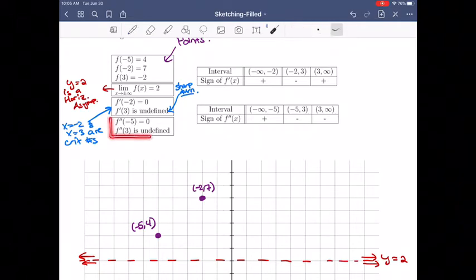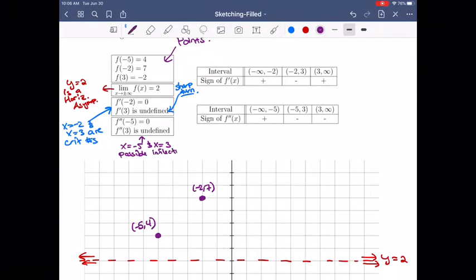This next box is telling us the second derivative at -5 is 0, and the second derivative at 3 is undefined. Okay, so these are possible inflection numbers. So x equals -5 and x equals 3 are possible inflection numbers, because that's where the second derivative is 0 or undefined.